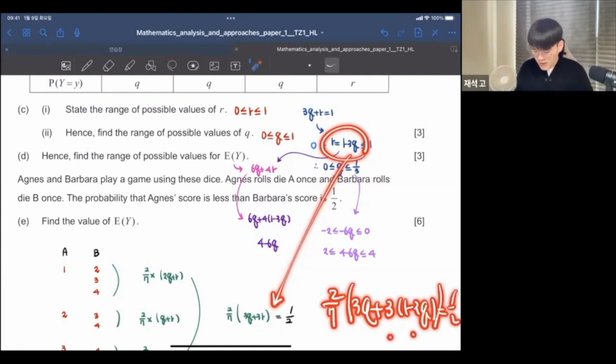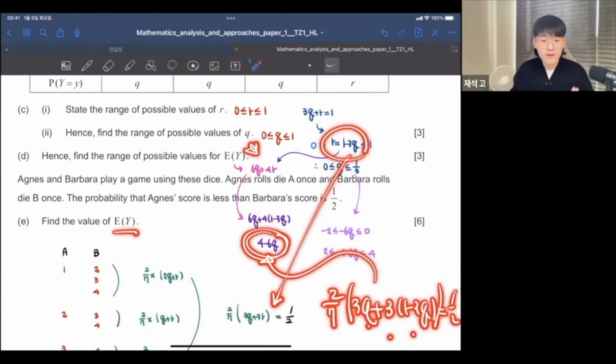So now, to find the answer, where do we put the obtained Q? If you plug it in here, this becomes the answer. I think I can calculate it now.